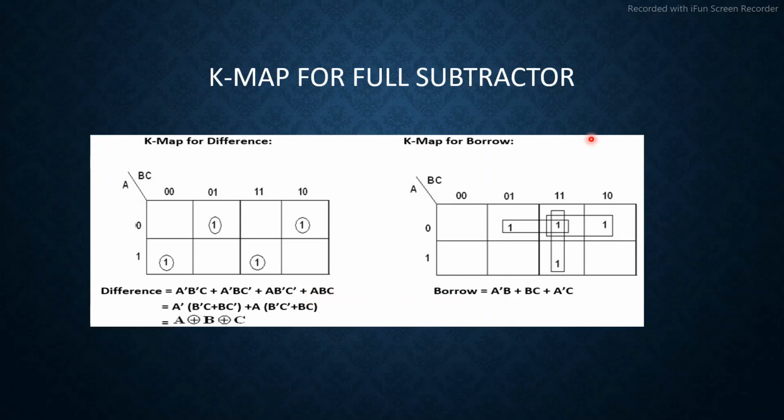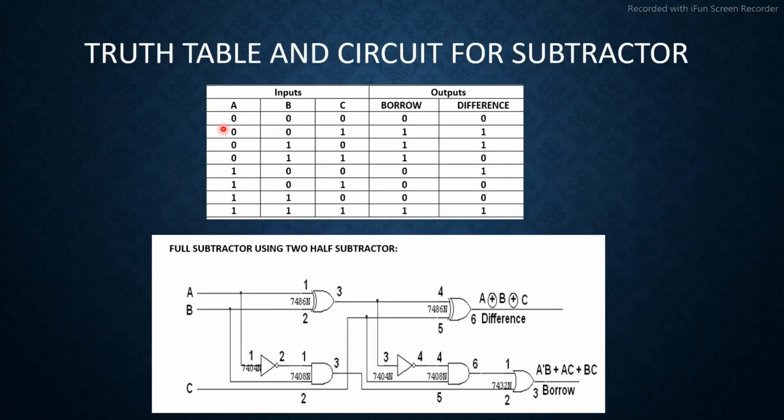This is the K-map for borrow. Here we are using A, B and C as our inputs. By giving 0 at A, 0 at B and 0 at C, we derive 0 for borrow. By giving 0 at A, 0 at B and 1 at C, we are deriving 1 for borrow as shown in the table here.